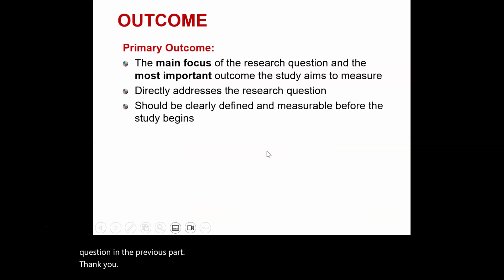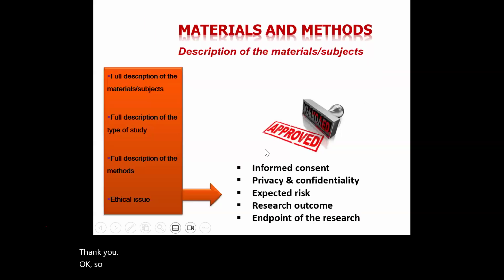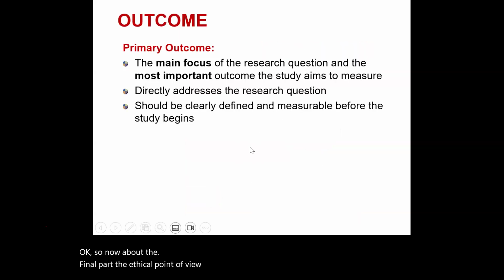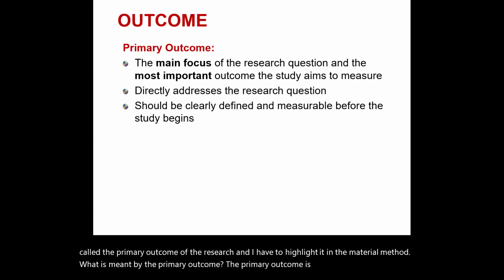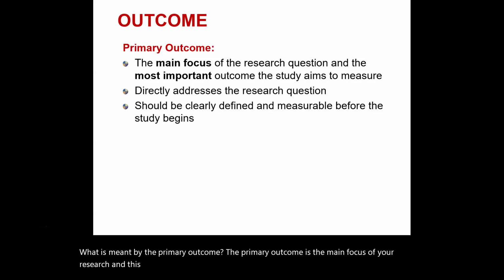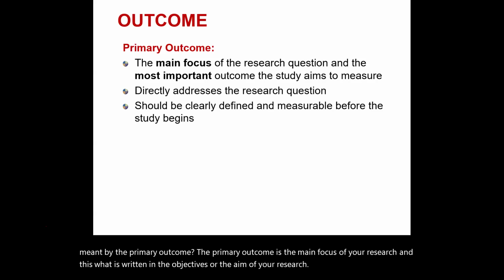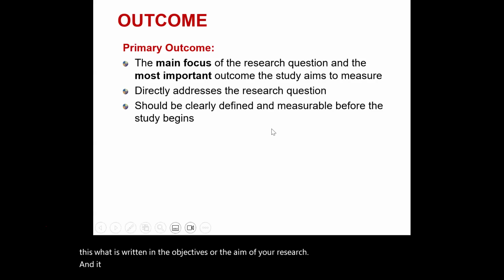Okay. So now about the final part, the ethical point of view. Before discussing the ethical point of view, there are two points I want to highlight, because sometimes some people don't know what to do with them. We have what is called the primary outcome of the research, and I have to highlight it in the material and method. What is meant by the primary outcome? The primary outcome is the main focus of your research, and this is what is written in the objectives or the aim of your research. And it usually directly addresses the research question.